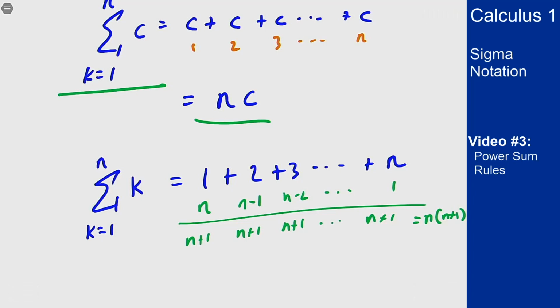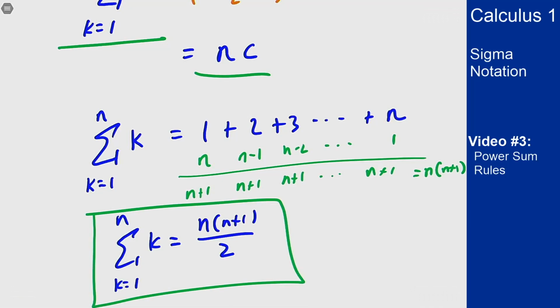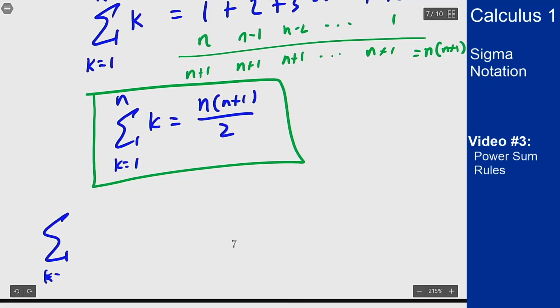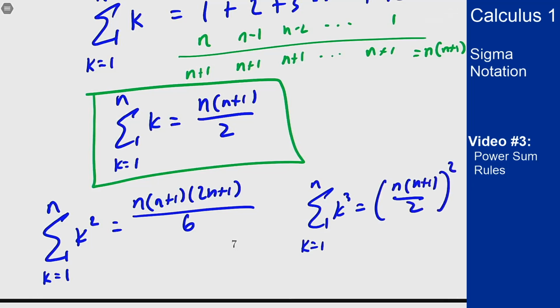So the formula you get for this, which you should know how to use and apply, is that the sum from k equals 1 up to n of k is given by n times n plus 1 over 2. In addition, there are power sum formulas for the squares and cubes of each index, which we're not going to prove, but we'll write them out here so we can use them for future calculations. The sum from k equals 1 to n of k squared is n times n plus 1 times 2n plus 1 all over 6. And the sum from k equals 1 to n of k cubed is n times n plus 1 over 2, squared. It's actually the square of the sum of just k.